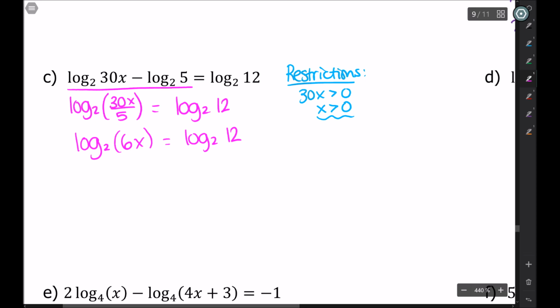Okay, so here when I go ahead and I solve this problem, I can see since it's log base 2 of one expression is equal to log base 2 of another expression, I can set those two equal to each other. So 6x equals 12, which means x equals 2. 2 is bigger than 0, so it satisfies my restrictions here, that as long as x is greater than 0, it will work. Okay. All right, awesome.